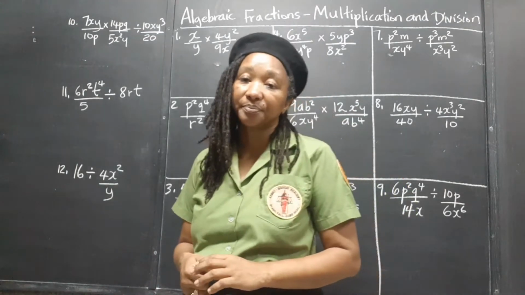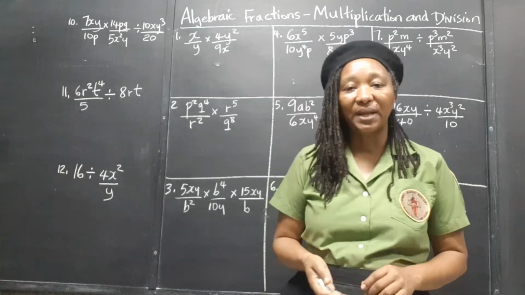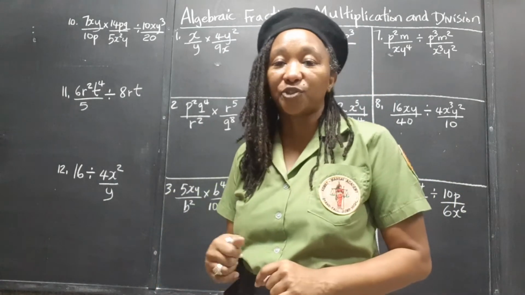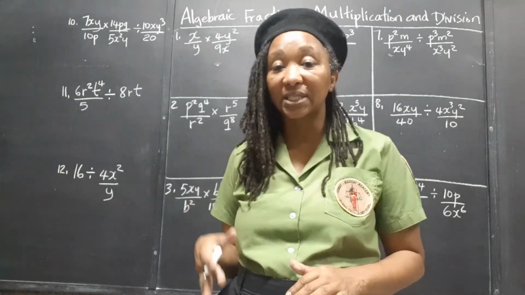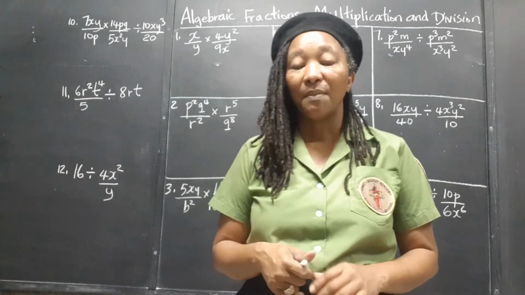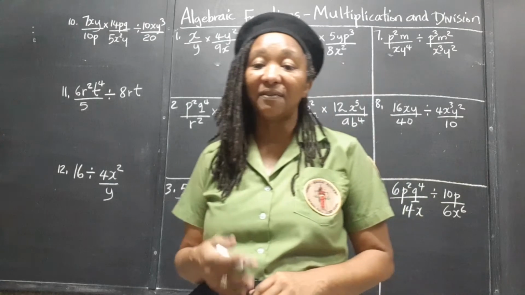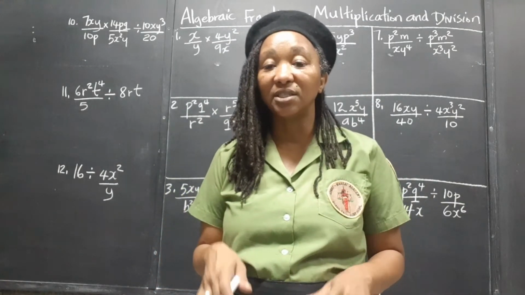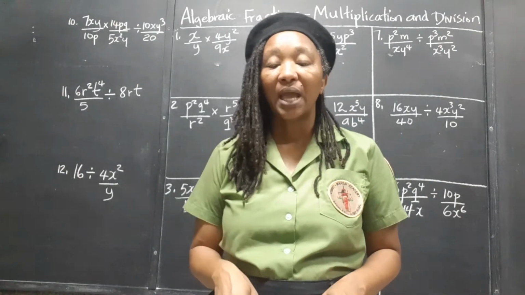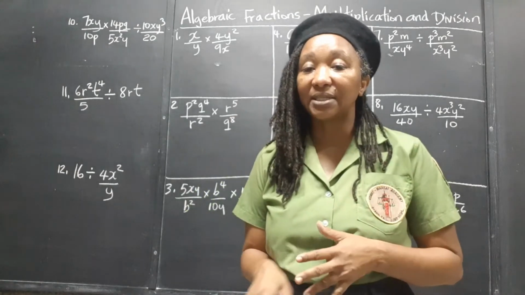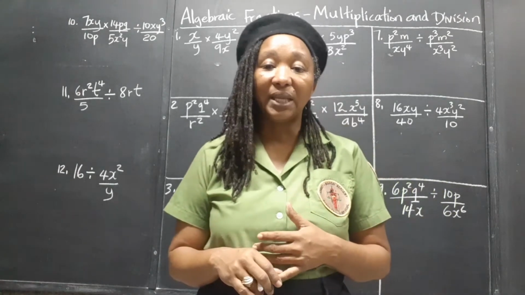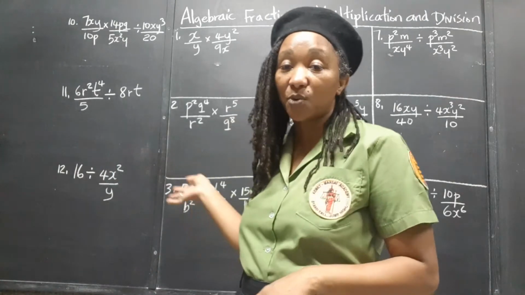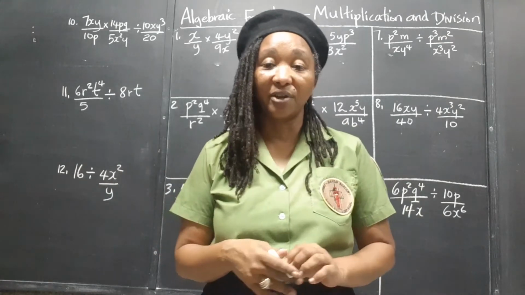So remember, if we are multiplying a regular fraction, we would first try to see if we can reduce the fractions by finding common factors that can divide into the numerators and denominators. Simplify the fractions as much as possible, and then we multiply the numerators, multiply the denominators, and again check to see if we can reduce the fraction. Same thing we're going to do for the algebraic fractions.